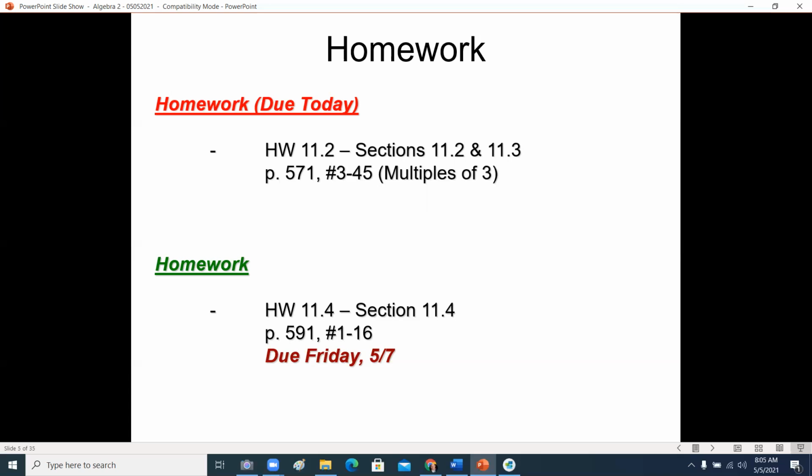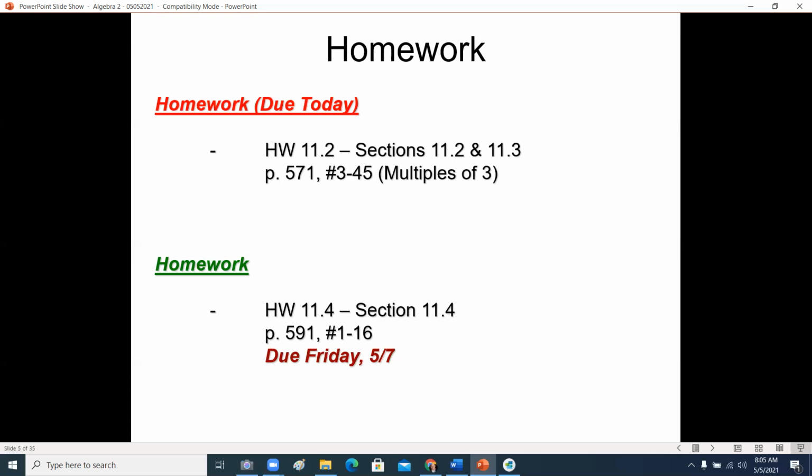We're doing section 11.4 today. Moving on, skipping 11.3. That was kind of already encompassed in the last lesson. And this lesson is just 1 through 16, period. No odds, no evens, just all 16 problems. Very straightforward. Due on Friday. You'll have a work day tomorrow and all that jazz.